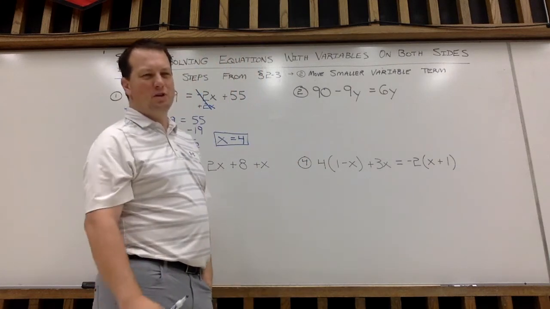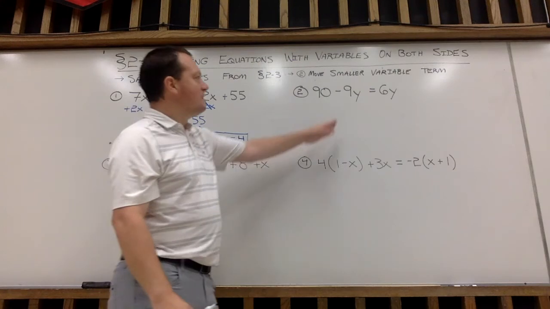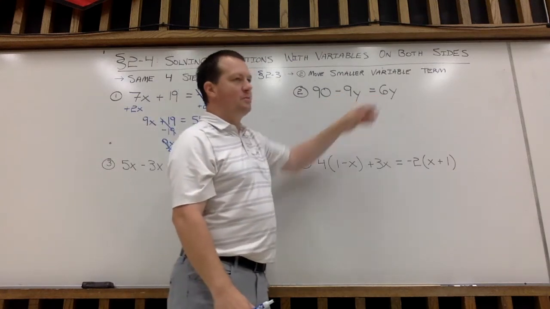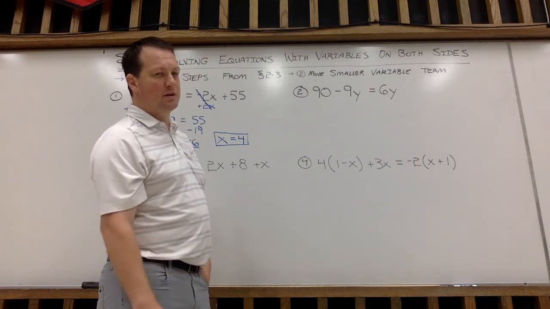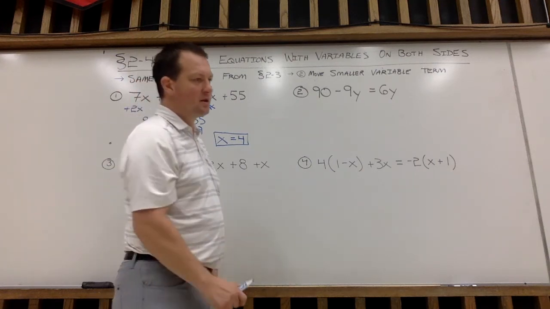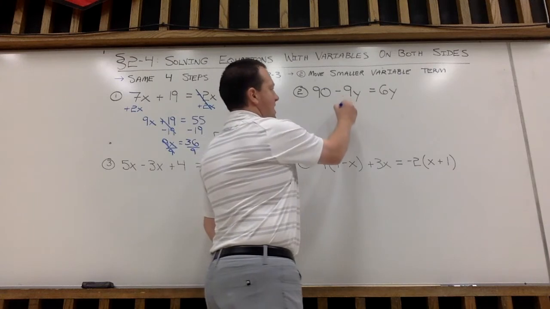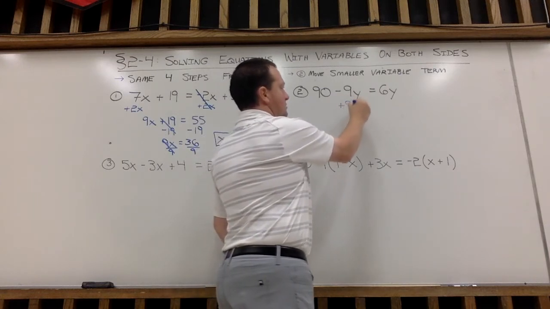So you might want to think which value is colder. 9 below is colder than 6 above. We don't need to see 9 below for a temperature anytime soon. Let's keep those temperatures away. So I'm going to add 9y to both sides.